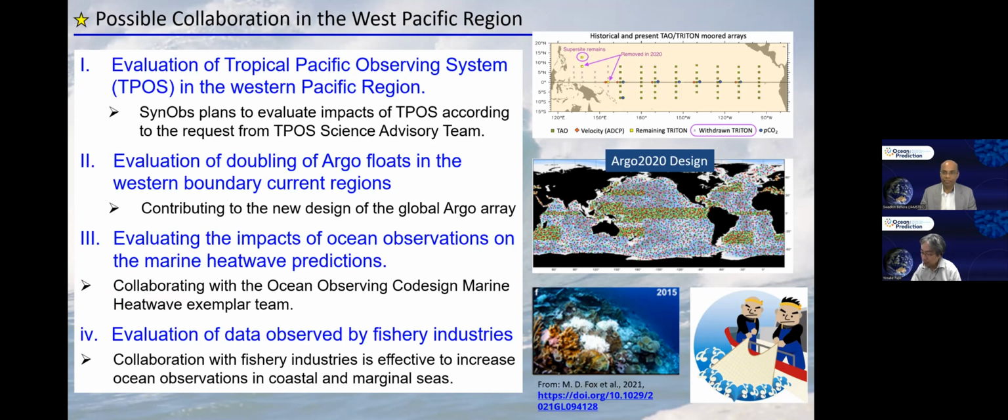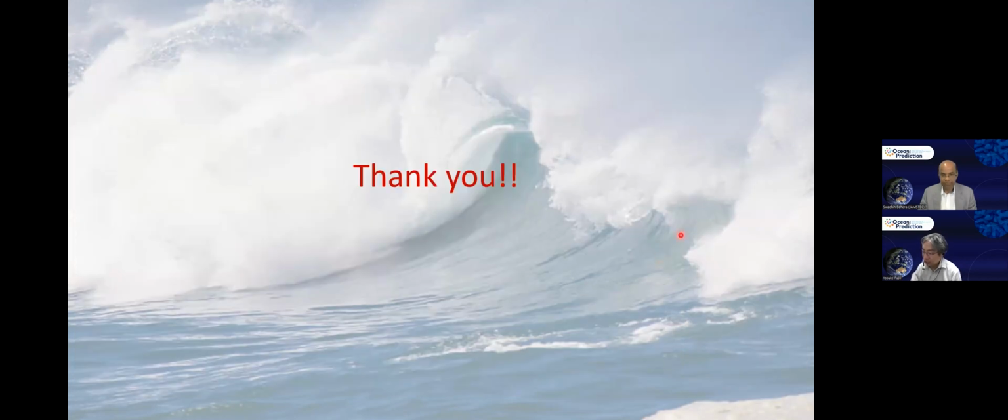And for the last, I hope we can collaborate for the evaluation of data observed by fishery industries. New Zealand and Japan's Kyushu University started to make that kind of framework to collaborate with the fishery industry to get observation data. And I hope collaboration with fishery people is effective to increase ocean observation data in coastal and marginal seas and improve the accuracy of ocean predictions. That's it. I hope many people will be involved in the communication of the observing team.